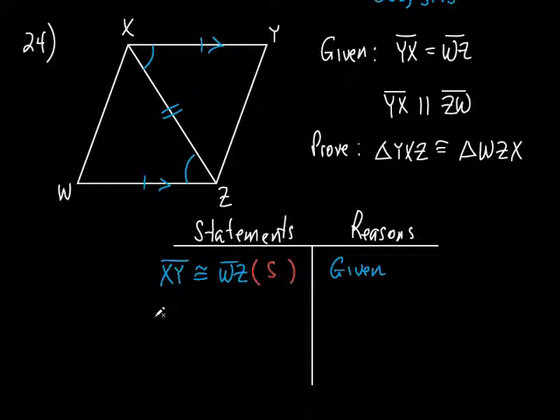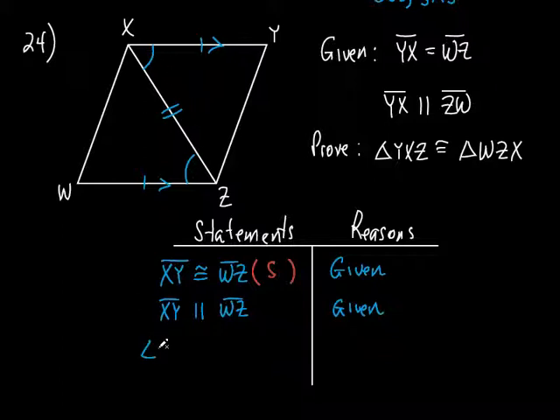So let's do the parallel thing. I can say that line segment XY is parallel to line segment WZ, right? And that's also given, isn't it? Now, right after that, since they're parallel to each other, what can I conclude from the fact that they're parallel? That the two angles are equal, right?